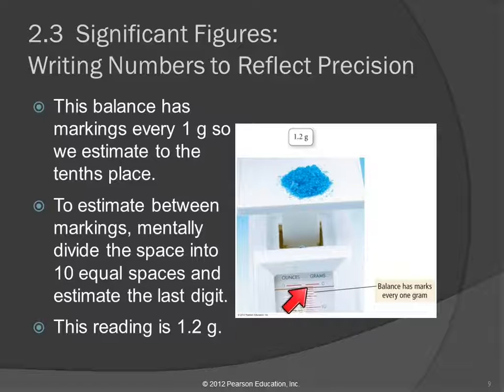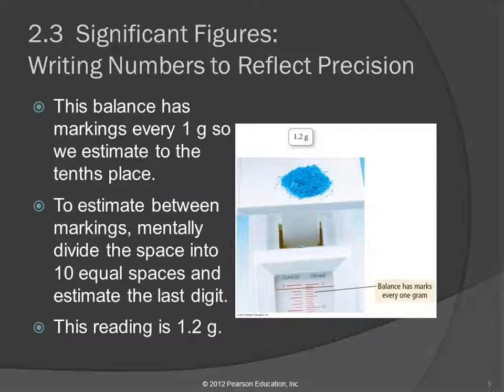But we can see that the line here for measuring this substance is definitely more than 1 gram. It's definitely between 1 and 2. So in a measurement of 1.2 grams, the 1 gram is certain. We know beyond a shadow of a doubt it's at least 1 gram. Now where exactly between 1 and 2 it is, we're going to estimate.